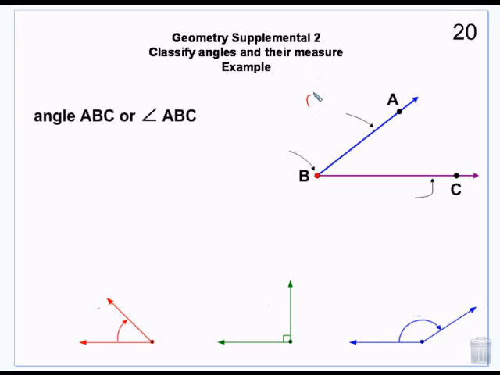This is ray BA, and the B has to go first because the B is the vertex. Or you can use the symbols, BA with a single arrow over top. And the B is the vertex, so it has to go first. And then this is ray BC. Point B is your vertex. All right?